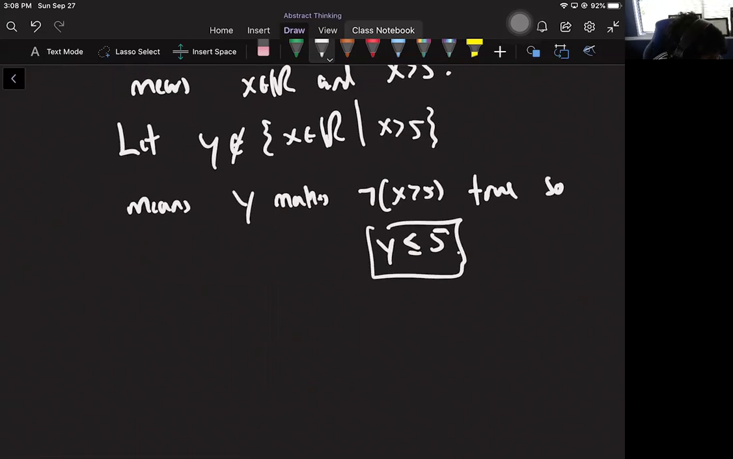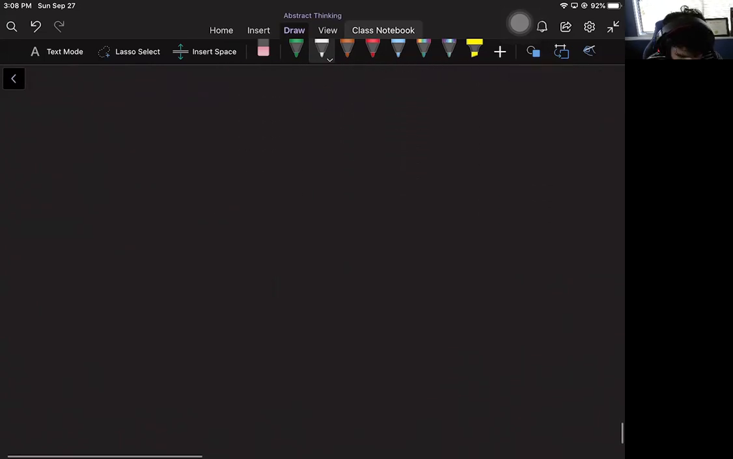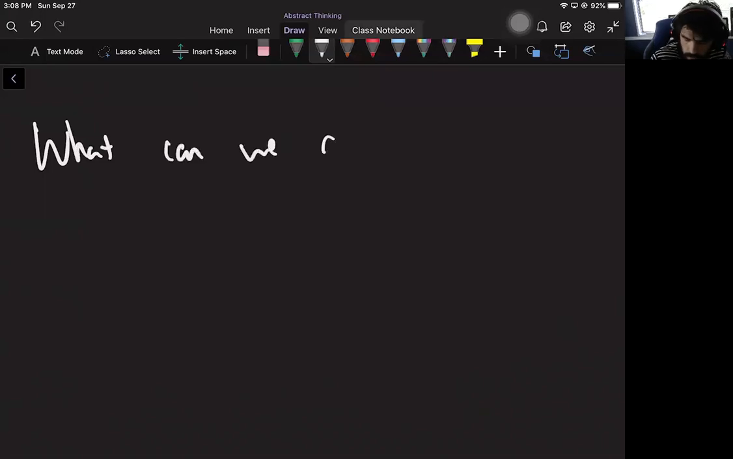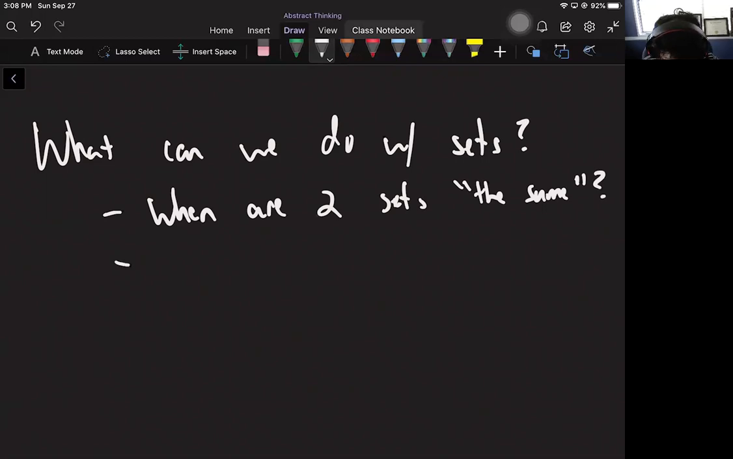Okay, so this is all mostly notational stuff. I'm trying to get used to the notation and understanding how to put it all together. So next, what we want to do is think about what we can do with sets. So generally, when you learn about a new topic in math, the types of things you do are you say like, when are two the same? And the same can mean many different things. So we're going to leave that very vague. We're not going to answer that question. Not yet, at least. When are two sets the same?